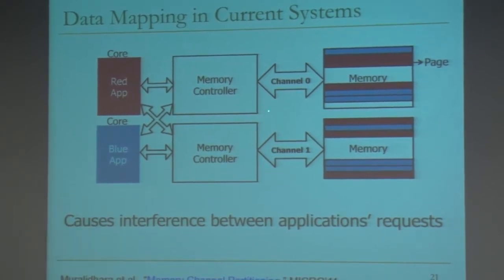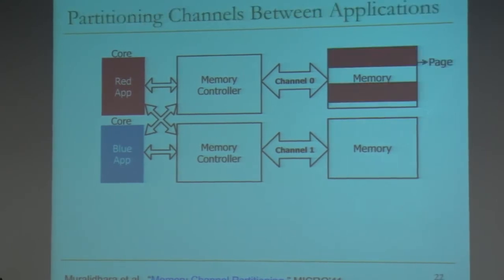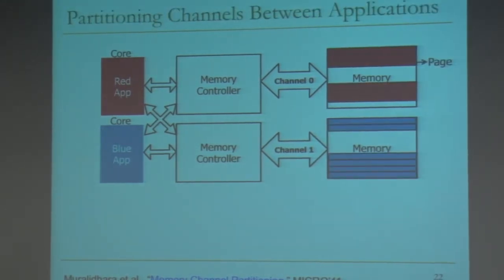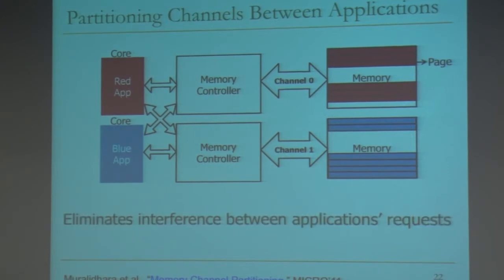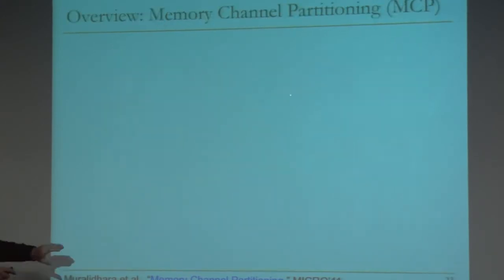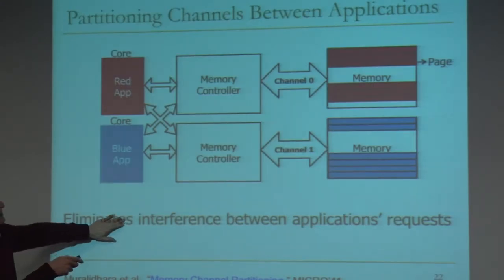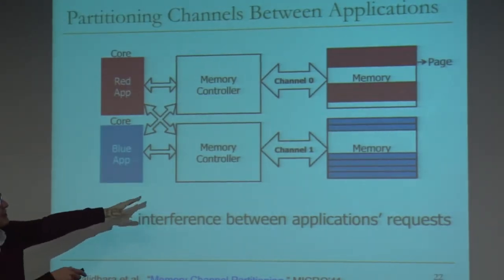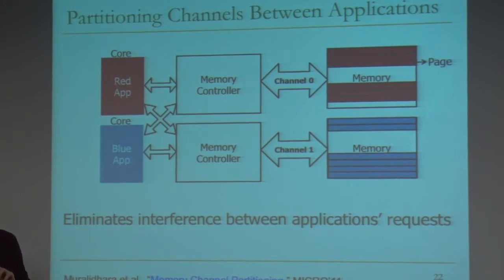So if we make the operating system aware of these different channels, maybe the operating system can do something like this, right? It can partition channels between different applications. In this case, the red application doesn't interfere with the blue application, and the blue application doesn't interfere with the red application. If you can do this, that's great.